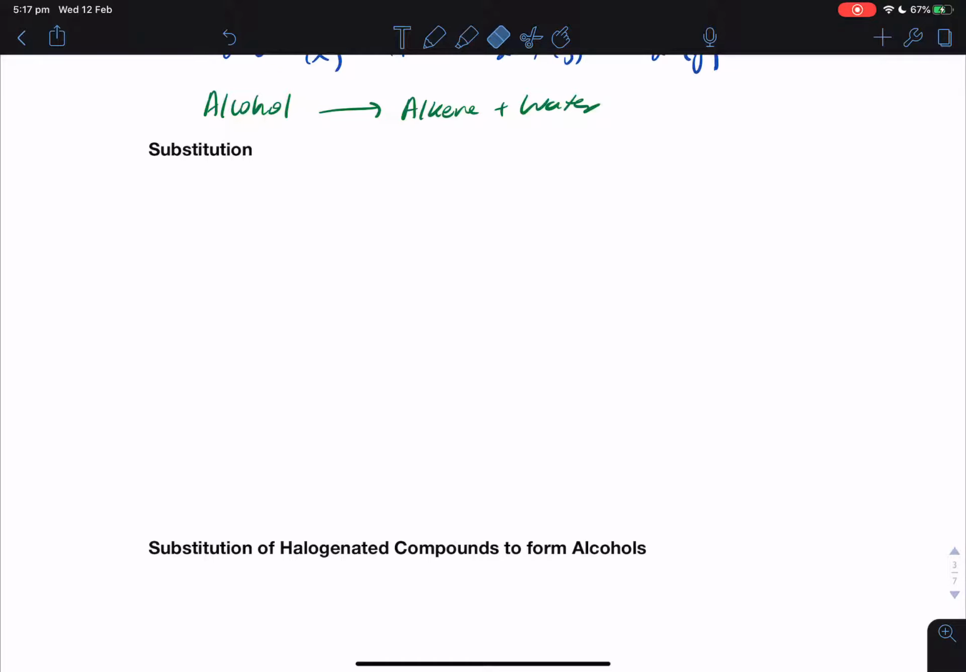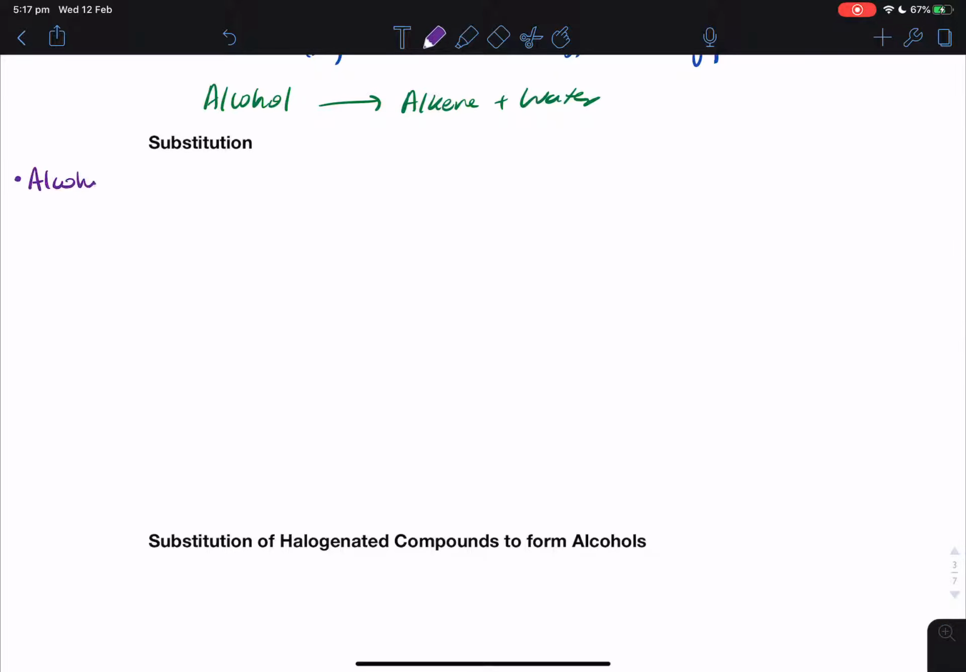Okay. So they can actually undergo substitution reactions when they react with these hydrogen halides. However, we need an acid catalyst, okay? What happens in this substitution reaction is that the alcohol will actually lose its hydroxyl functional group and form water, and then the halogen atom is going to replace that lost hydroxyl group. So let's write this down very quickly.